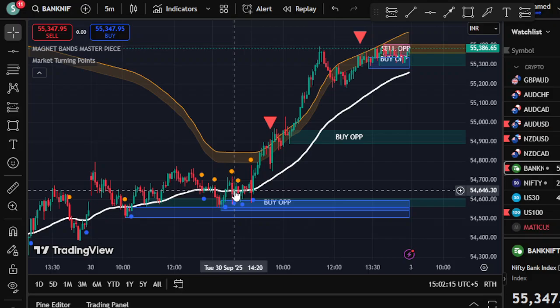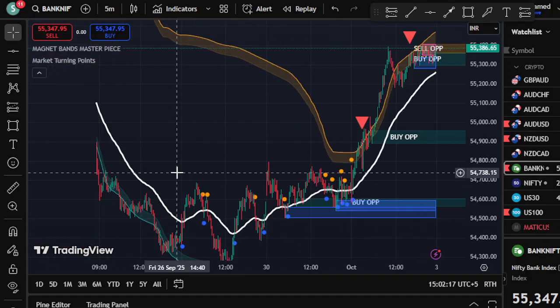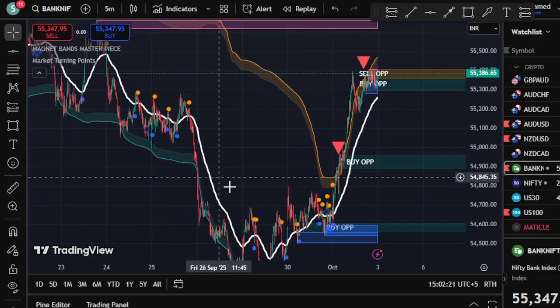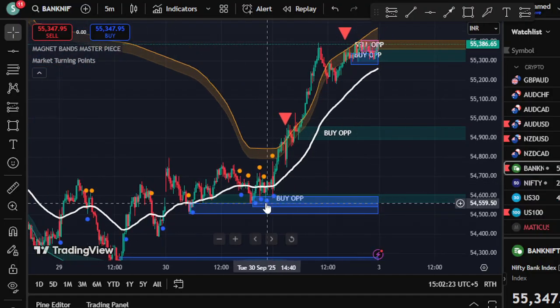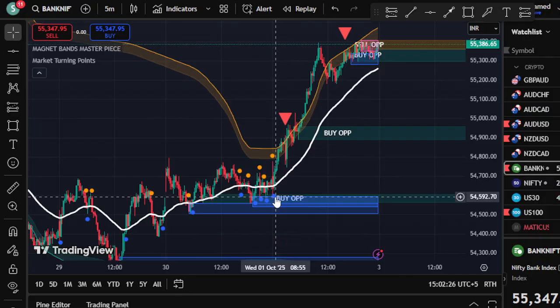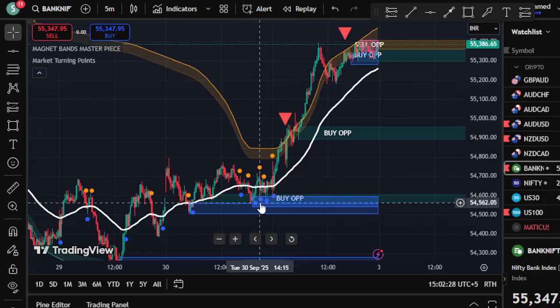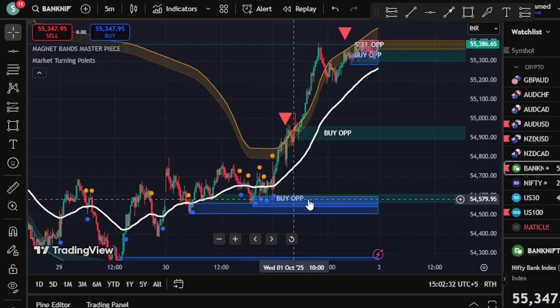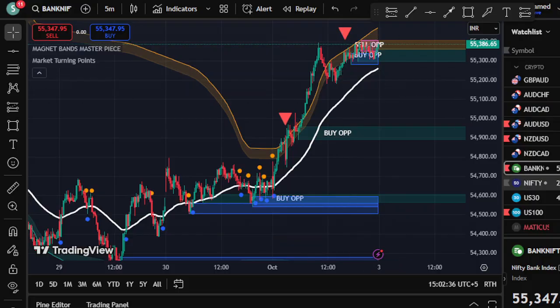Now here, what we have seen is that the market is surely coming from the upper side, but the market was creating a bullish opportunity. So here we have two confirmations: the buy opportunity from the market turning points indicator, and the buy opportunity on Bank Nifty from the magnet bands indicator. And then you can see the price has simply moved up.